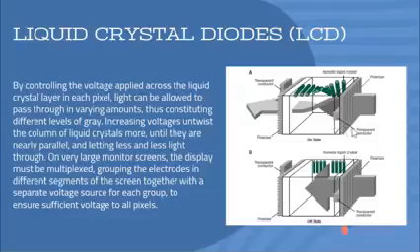But when you decrease the voltage from the conductors or the electrodes, more and more light can pass through. So on very large monitor screens, the display must be multiplexed, grouping the electrodes in different segments of the screen together with a separate voltage source for each group to ensure sufficient voltage to all pixels. So when your display is very large, okay, each pixel must have its own voltage source which could provide the sufficient voltage needed by the pixels. Okay.